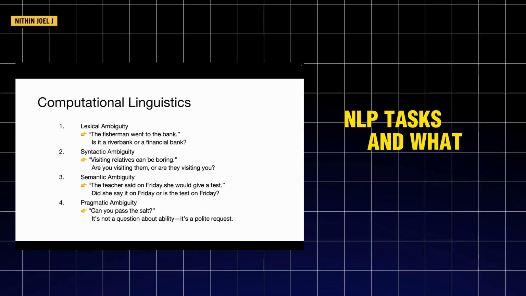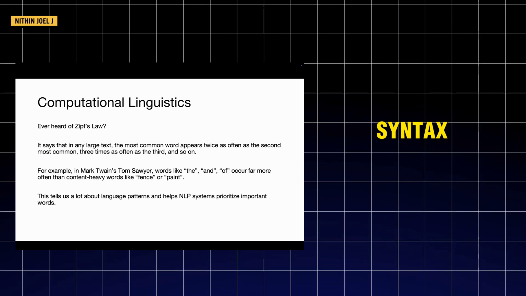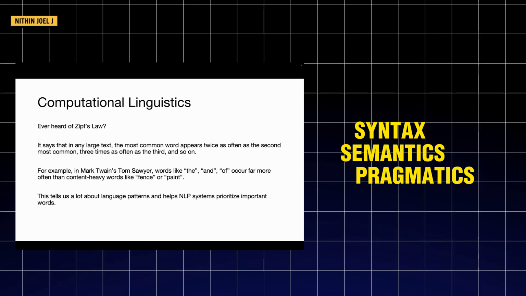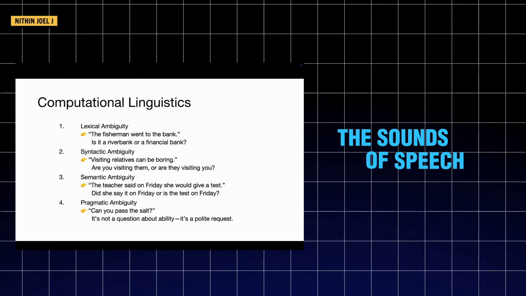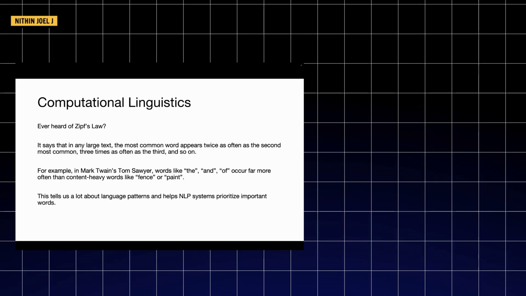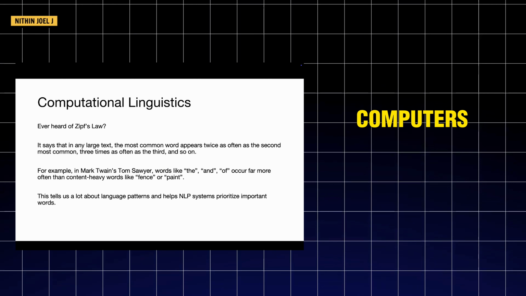NLP tasks and what computers need to know. To process language, an NLP system must understand phonology, morphology, syntax, semantics, and pragmatics. As I said earlier, phonology is the sounds of speech, morphology is the structure of words, syntax is the grammar and sentence structure, semantics is the meaning, pragmatics is the context and intention. Computers need to integrate all these layers just like humans do when we speak or read.